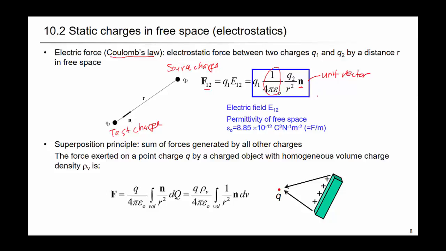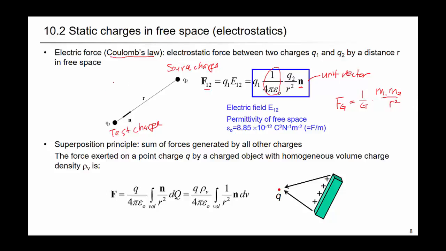So this is similar to the gravitational force, right? When we talk about the gravitational force, it's G M1 M2 over R squared, right? And here in Coulomb's law, we use epsilon 0. That's the permittivity of free space, or the vacuum, you can think of that.